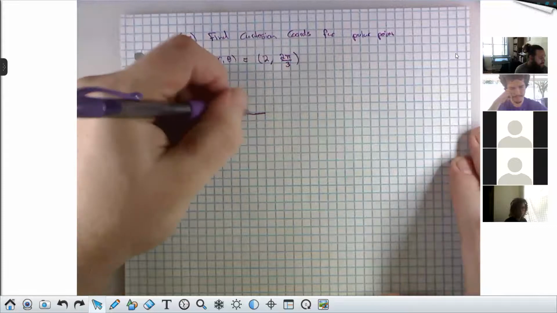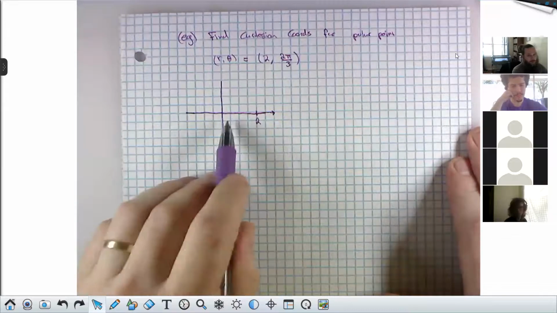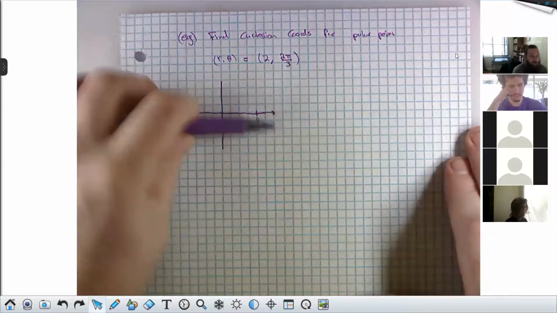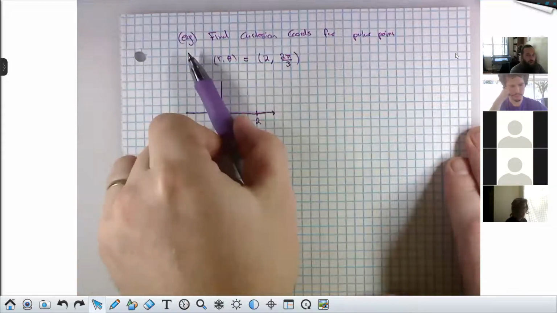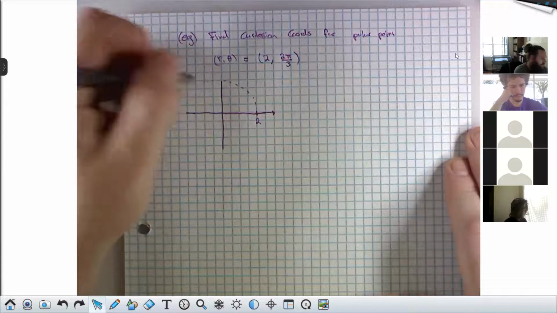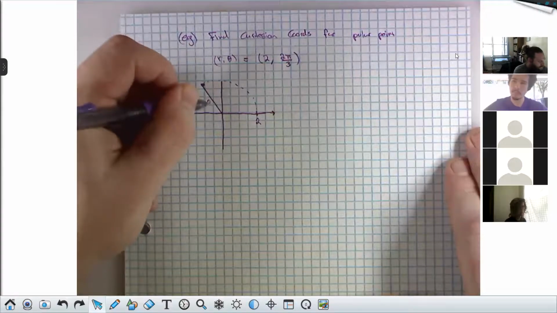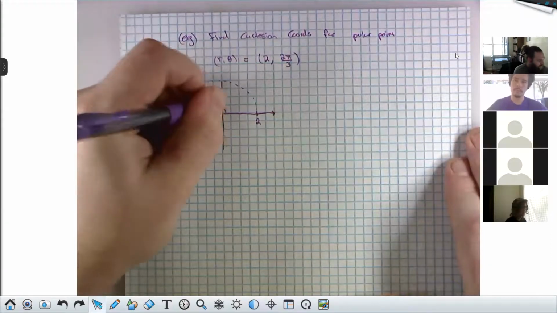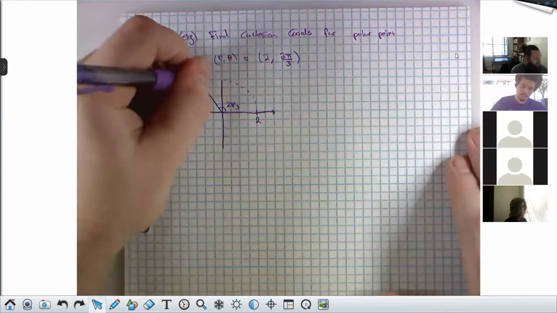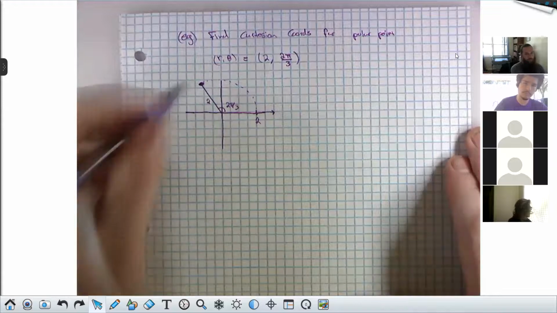So I want to walk out, I'll call this 2 units. The horizontal axis here is called the polar axis. So I walk out 2 units along the polar axis, and then I rotate around by 2 pi over 3. So if I rotate this around by 2 pi over 3, I will get over here. So this radius is 2. This angle here is 2 pi over 3. So here is my point. We can see from the picture that x should be negative and y should be positive.